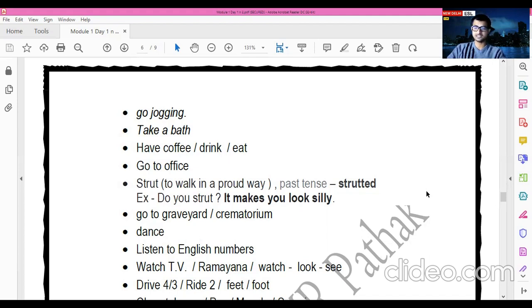Do you dance? Dance is the American accent, and dance is the British accent. So do you dance, and do you dance? This is how you can say it. Yeah, I dance. I don't dance. I do dance is the third possible reply. Okay, now come to the next one.